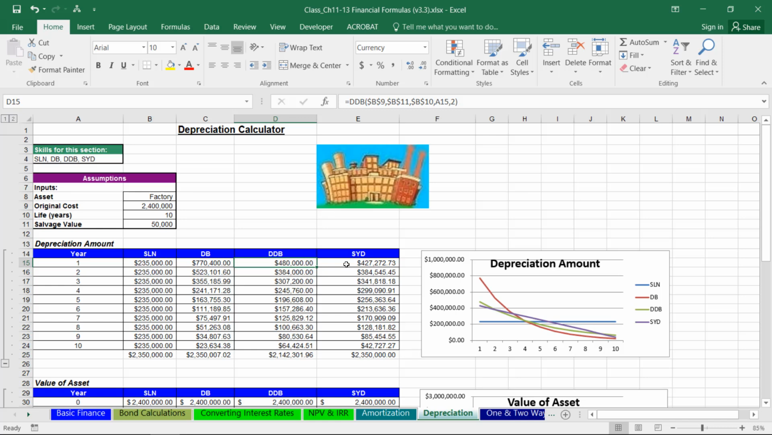Finally, we have sum of the year's digits. Can you remember how you calculate that? That's right, the denominator is the sum of, in this case, 10 years, so it would be 10 plus 9 plus 8 plus 7 and on down. The numerator then on the first year is 10 divided by that denominator. The next year is 9 divided by that, and that is sum of the year's digits. You'll notice it also is a straight line, as you can see in the diagram.